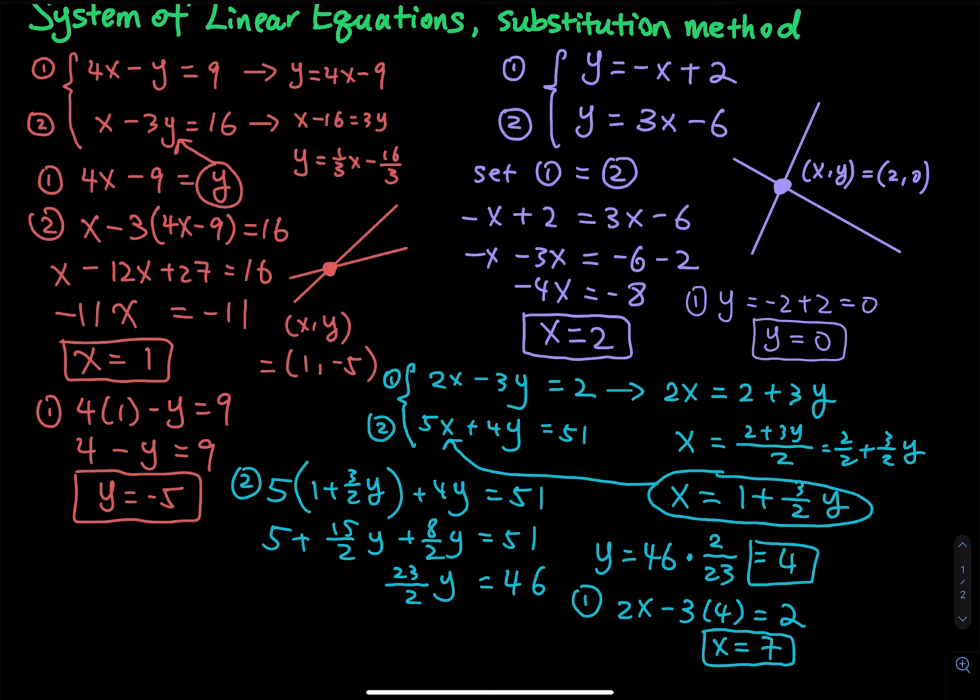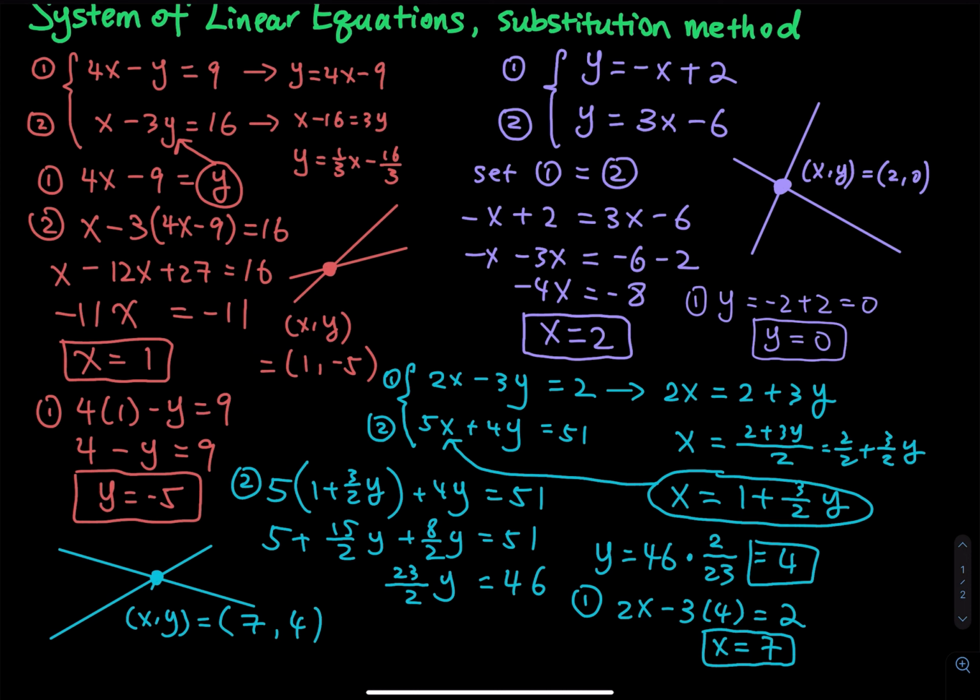So let me just summarize what that means. You have two linear equations. So let's say one line goes like this, and then the other line goes like that. They intersect at one point, and this point, the coordinate, is the solution, which is x equals 7, y equals 4.